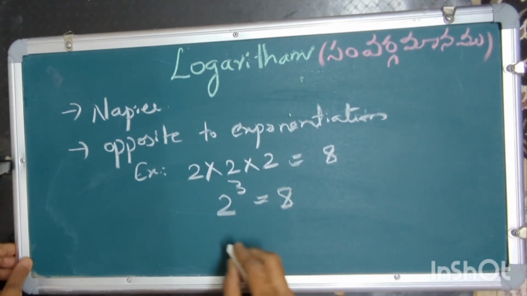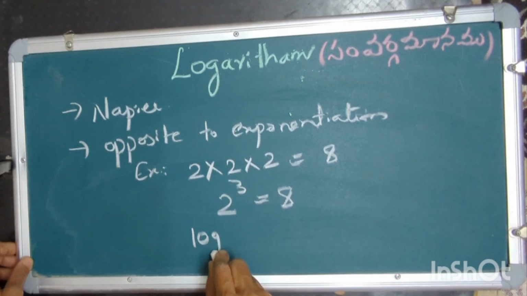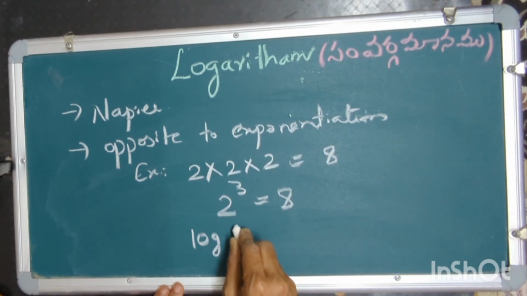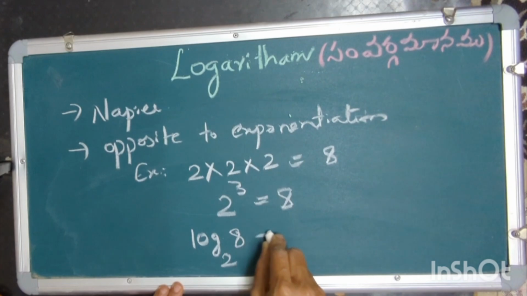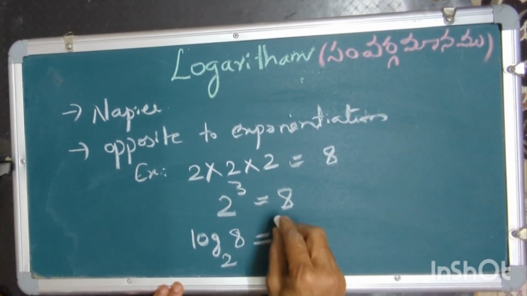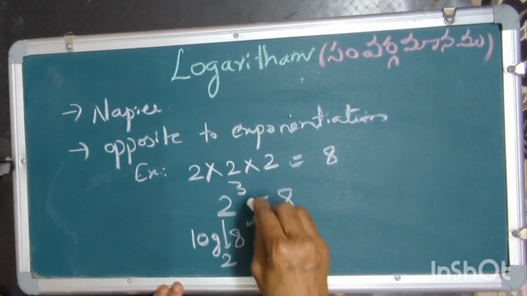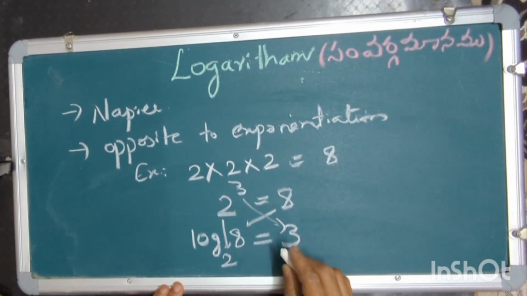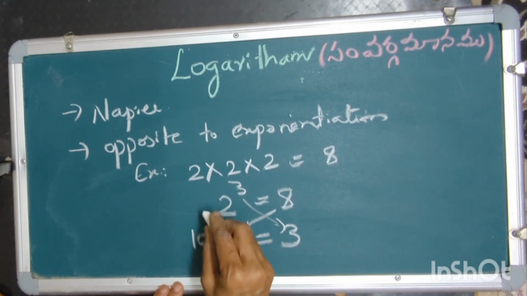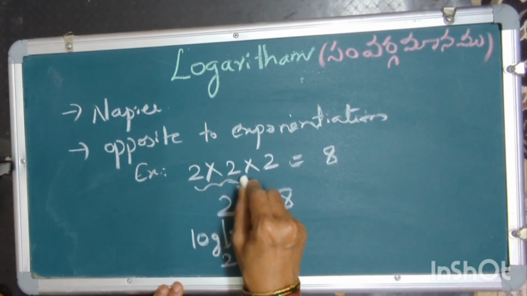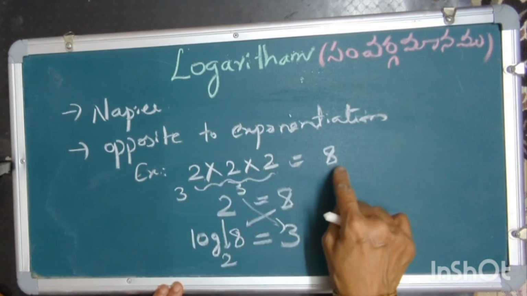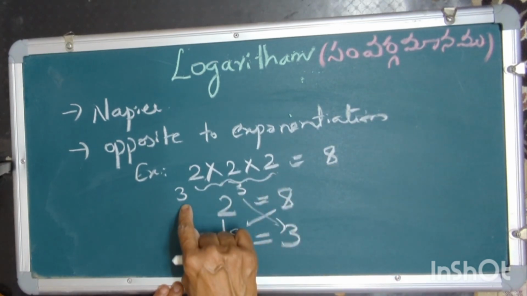దీనికి ఆపోజిట్‌గా రాసుకుంటే, లాగర్థమ్స్ తీసుకుంటే, లాగర్థమ్ ఆఫ్ 8 base 2 is equal to 3. అంటే ఈ 8 ఇక్కడికి వస్తుంది, ఈ 2 ఇక్కడికి వస్తుంది, ఈ 3 ఇక్కడికి వస్తుంది. సో లాగర్థమ్ ఆఫ్ 8 base 2 is equal to 3 అంటే, హౌ మెనీ టైమ్స్ ఇట్ ఈస్ మల్టిప్లైడ్ టు గెట్ దట్ నెంబర్, దట్ ఈస్ కాల్డ్ లాగర్థమ్. అంటే 2 అనేది ఎన్నిసార్లు మల్టిప్లై అయింది, 2 into 2 into 2, 3 టైమ్స్ మల్టిప్లై అయింది. సో ఎన్నిసార్లు మల్టిప్లై అయితే 8 అనే నెంబర్ వచ్చిందో, దాన్ని లాగర్థమ్ అంటారు.